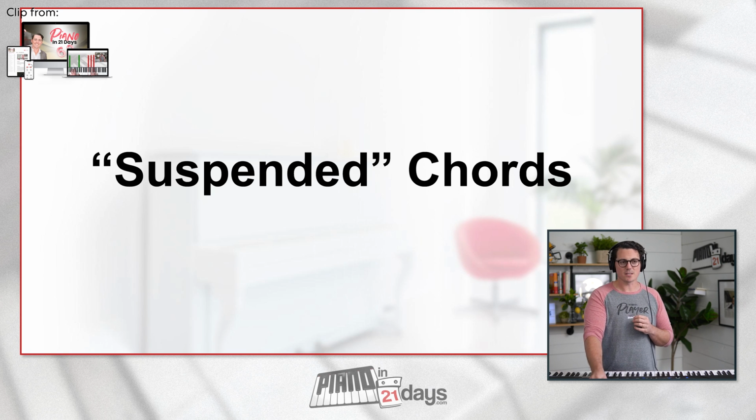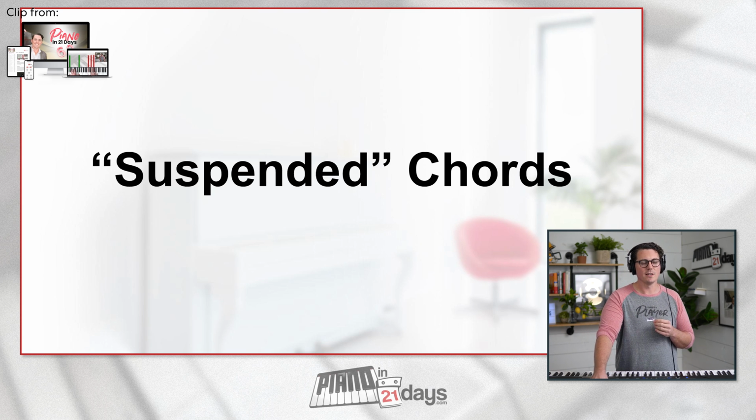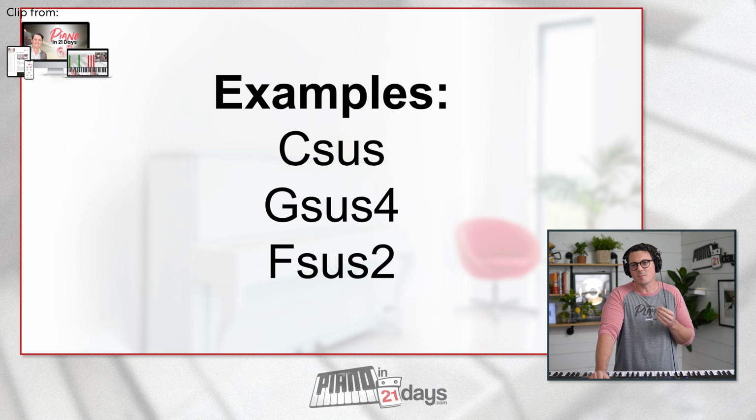Suspended chords. All right, that's what they're called. Here's some examples of what they look like. A suspended C chord looks like this. It looks like C sus. That's how it'll be written on a chord chart, C sus.